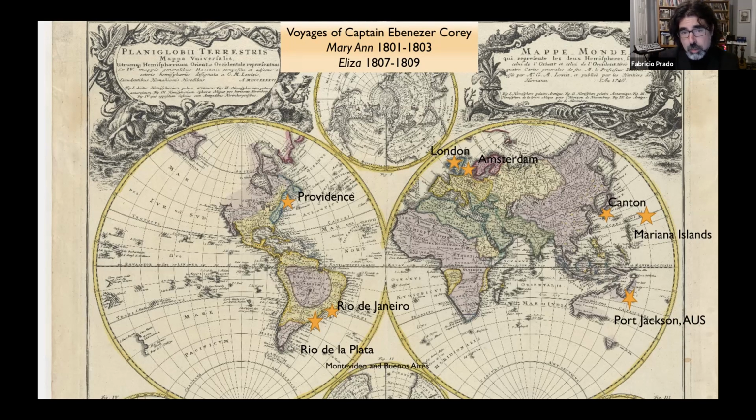But nonetheless, he went. The problem here is that Corey started facing some opposition from his crew, who were not happy with staying in Rio de la Plata for that long. But Corey reported that he was able to leave Rio de la Plata with $11,000 in silver and $28,000 in bills of exchange that he had been able to sell there. So they head to Port Jackson.